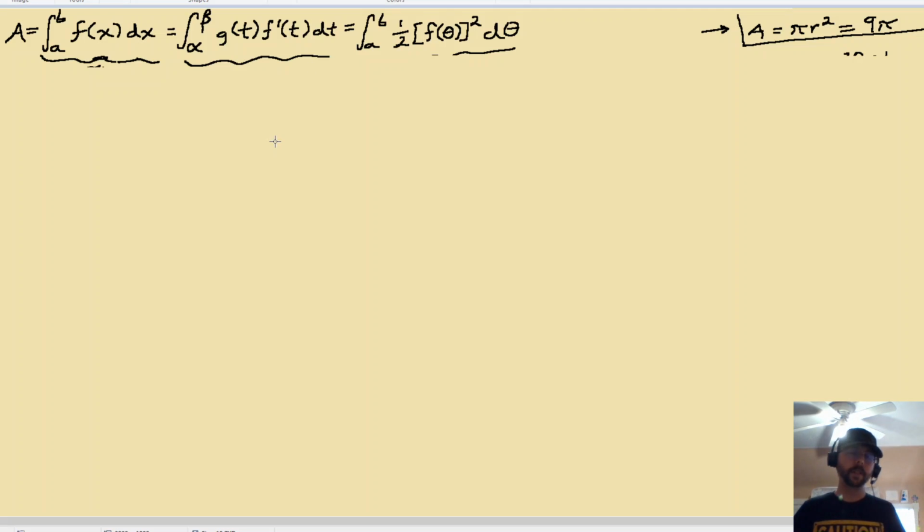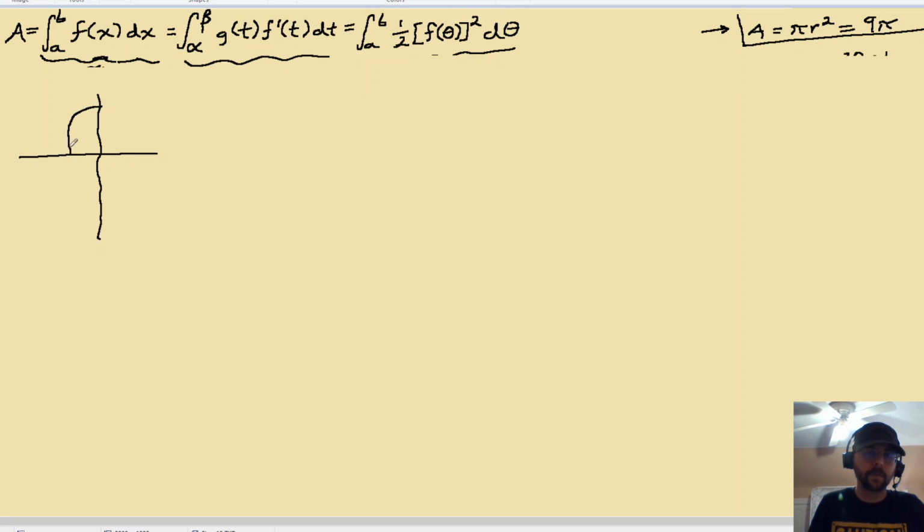Alright, so that was using Cartesian coordinates. Now we can do the same thing using parametric coordinates. Once again, we're still going to have our circle, and it's still going to be centered around the origin with the radius of 3, and our equation is 3 cosine of t and 3 sine of t.